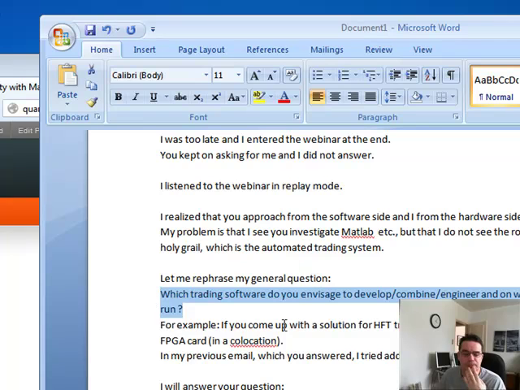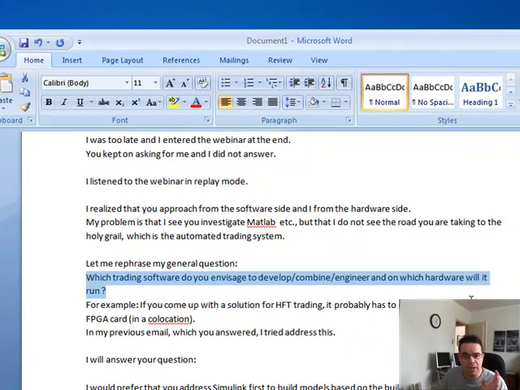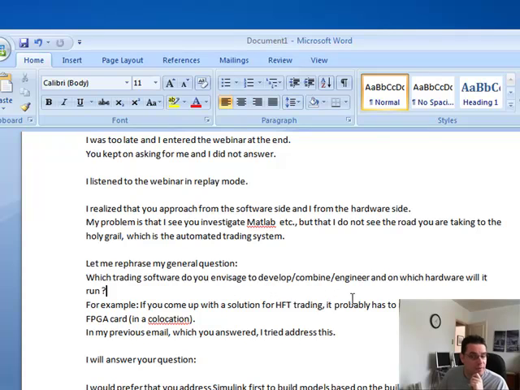So the question then comes up: what trading software do I envision to develop, combine, and so on, and what hardware will it run on? Will it be HFT? Will it run on a server with an FPGA and in co-location?